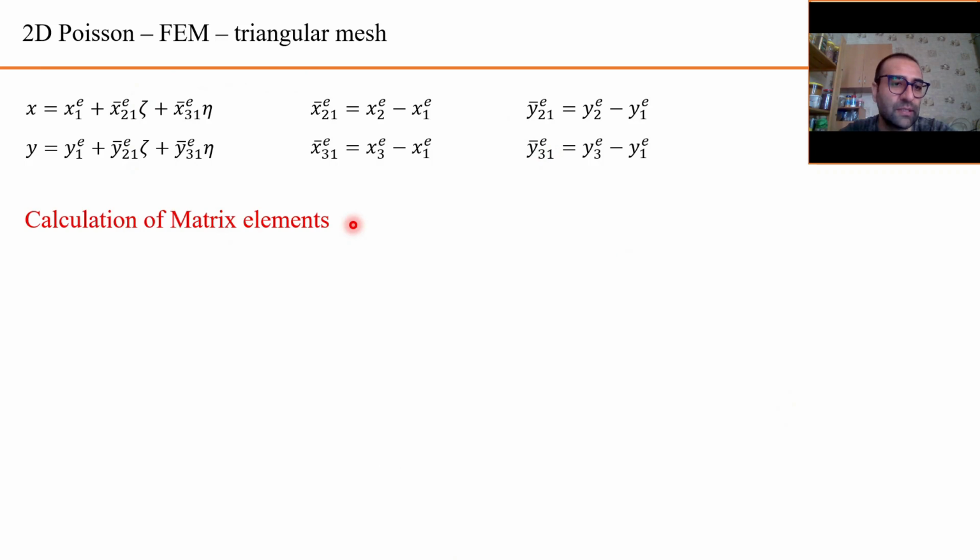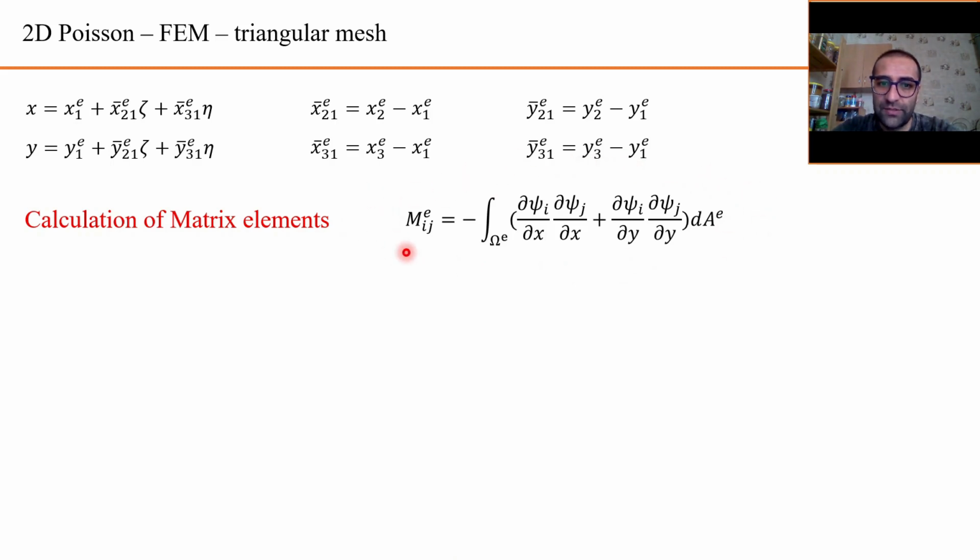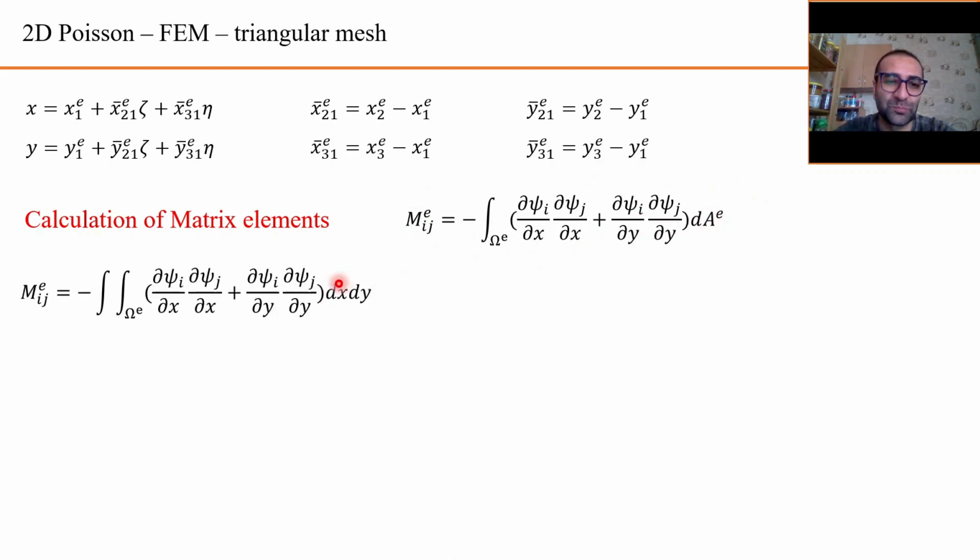Now that we have calculated the shape functions, it's time to calculate the matrix elements from the weak form that we derived. This is what we found for the matrix element of M. But this is written in xy coordinates, and if we want to calculate this matrix, first of all, the derivative of the shape function, which is a function of x and y, we should transform to a function of eta and zeta. Also, we need to transform xy to the new coordinates of eta and zeta.